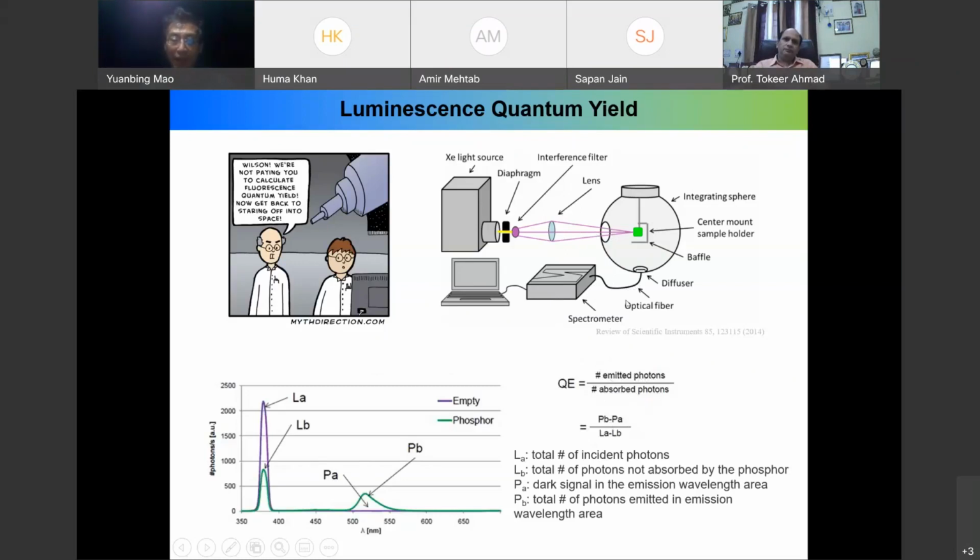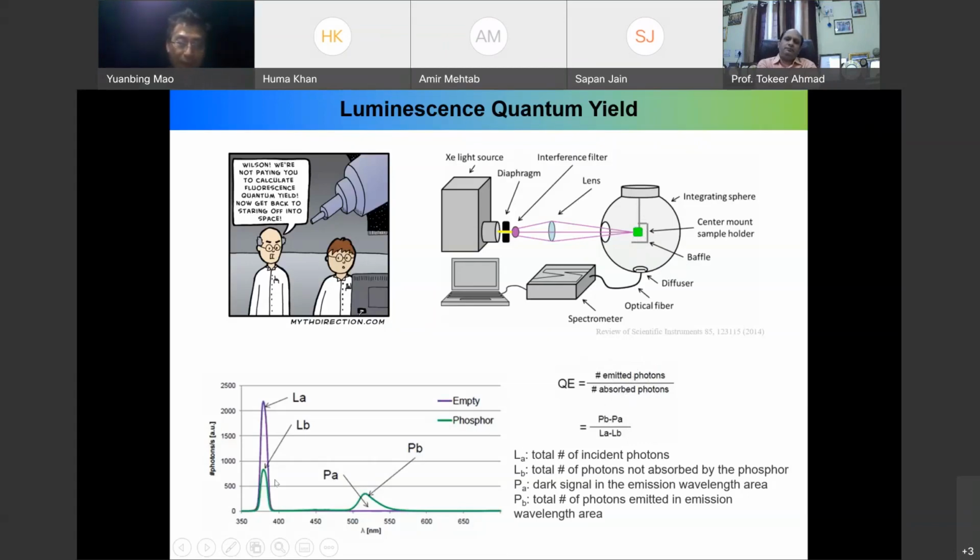To get that, we always need to do two measurements. One is with no sample in the sample holder. That's one measurement. Then we put the sample in and take another measurement. That will give us the number of emitted photons and the number of absorbed photons.